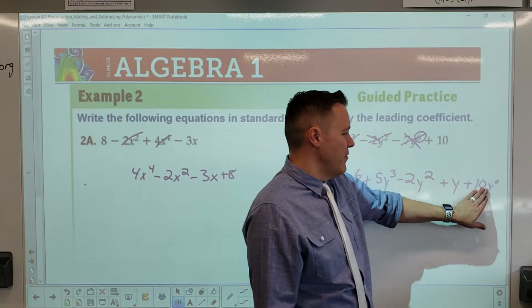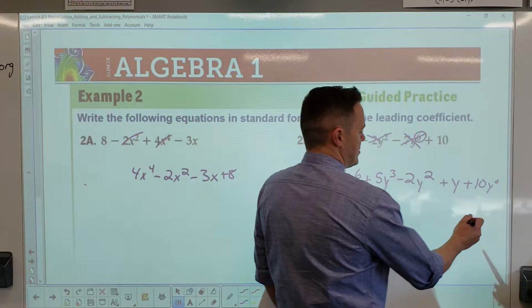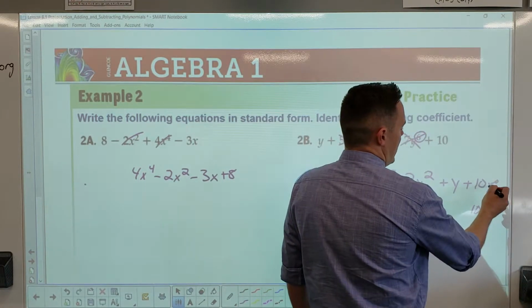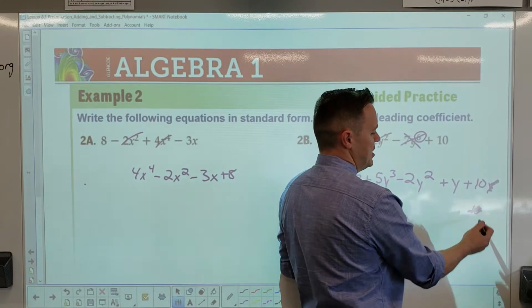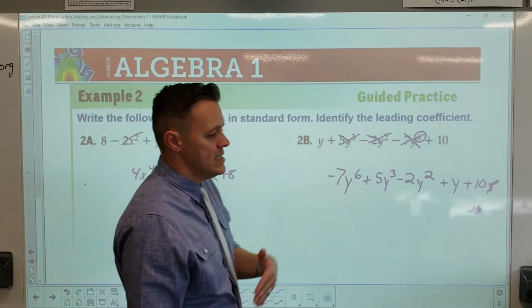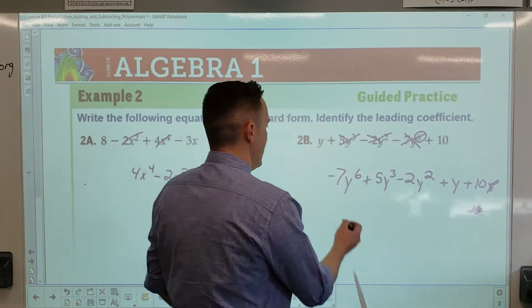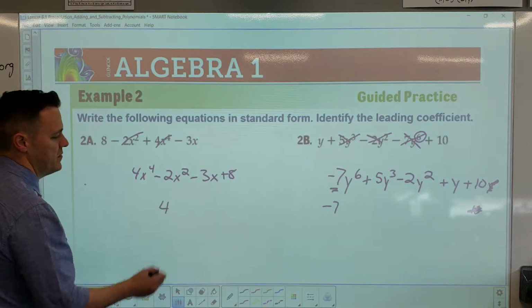What you would have is if you have y to the 0, that technically, remember, is 1. Okay, so this would actually be 10. So that's why you guys need to know why 10 is the last one on the line here. It's just how the leading coefficients go. So please make sure that you guys can write in standard form and identify what the leading coefficient is. So this one would be negative 7, and this one it would be 4.